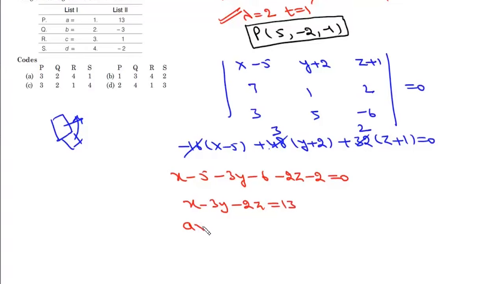Now we have to compare it with ax plus by plus cz equals d. Now a is 1, so basically this p matches with 3. Now b is minus 3, so q matches with 2, c is minus 2, so r matches with 4, and d is 13, so s matches with 1. So this is 3, 2, 4, 1, and that's your option A.